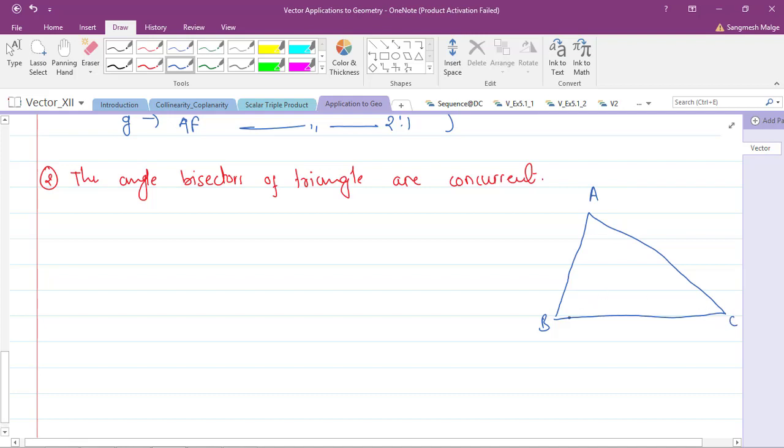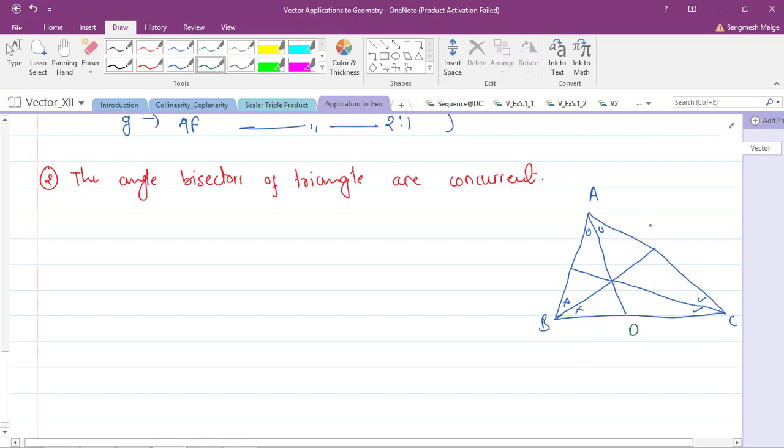Okay, now angle bisector means what? They are bisecting this angle. Okay, so these two angles are same. Then we have these two angles are same. Then of course we have these two angles are same. Which two? These two angles are same. Okay, good. Now see here, let's name these points ABC.